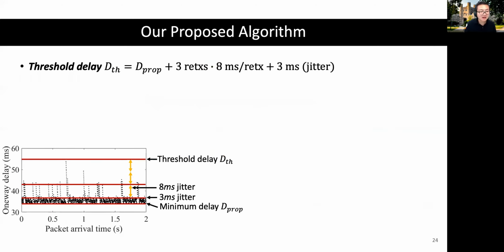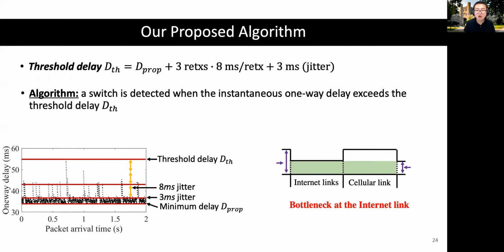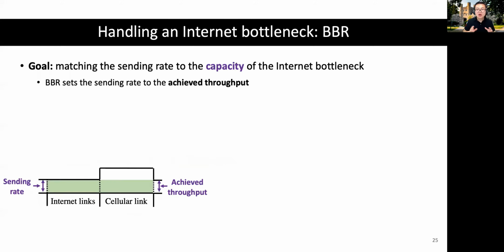Therefore, we define a threshold delay, which equals the propagation delay plus the delay of a maximum of 3 retransmissions. We also consider 3 milliseconds of network jitter. So our algorithm is that we will detect a switch if the one-way packet delay exceeds the threshold delay. So we detect the switch of the bottleneck.